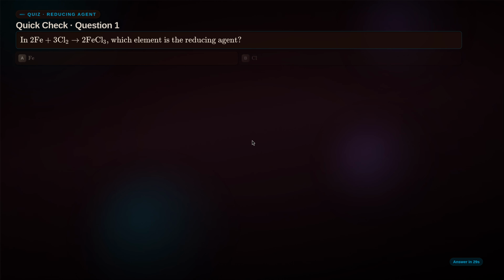Question 1. In the reaction 2Fe plus 3Cl2 gives 2FeCl3, which element is the reducing agent? Option A, Fe. Option B, Cl. Option C, FeCl3. Option D, Cl2. Take a moment to work it out. The correct answer will appear in 60 seconds.